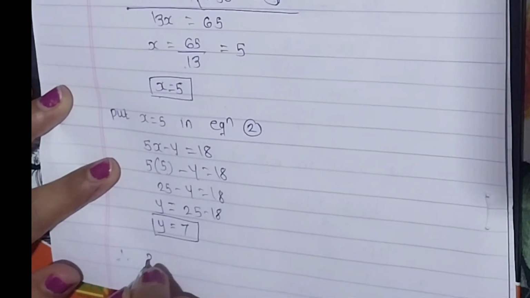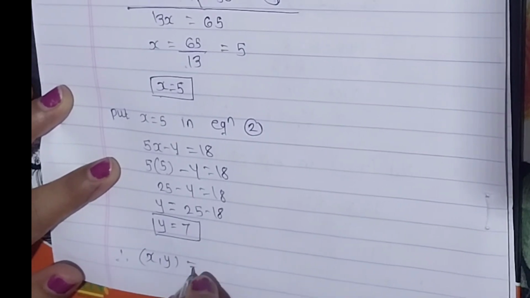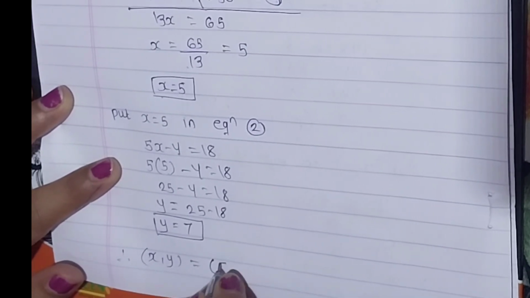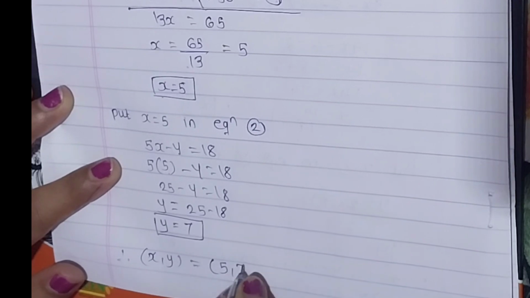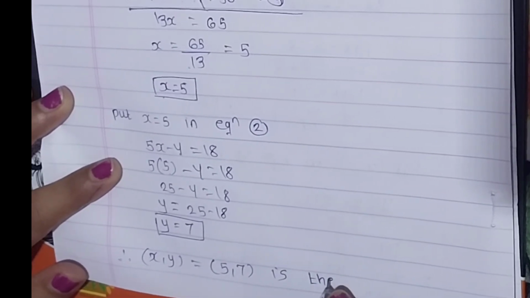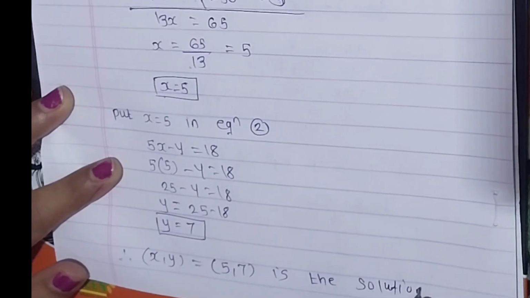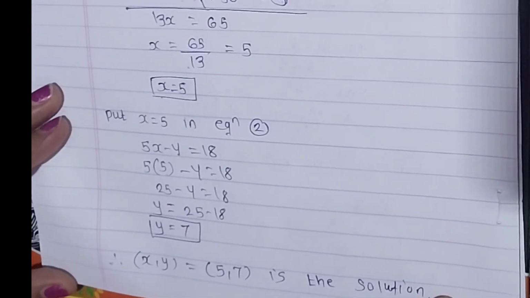Therefore we write here x equal to 5 and y is equal to 7 is the solution of the given equations. Or we write this solution in another method, in ordered pair (x, y) is equal to (5, 7) is the solution. Now we will see another example.